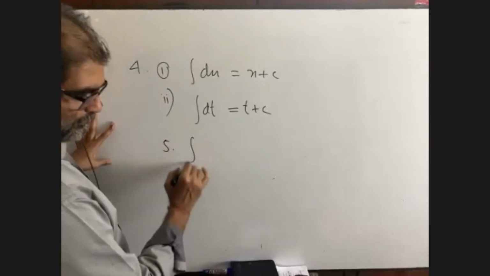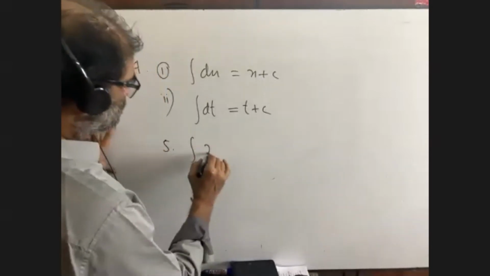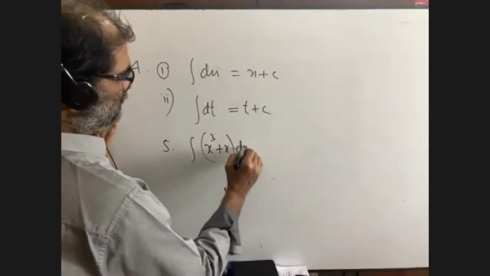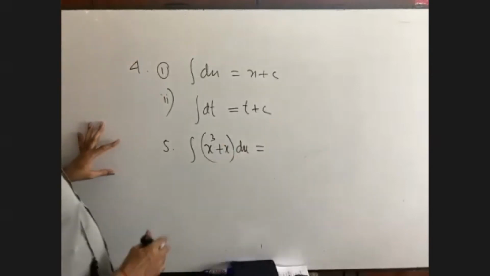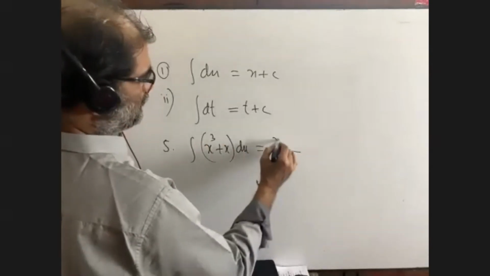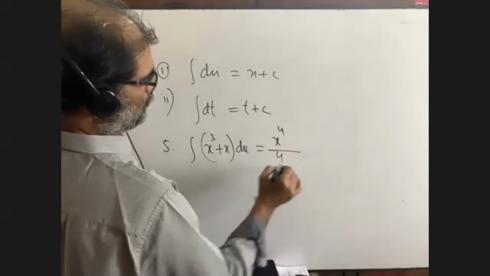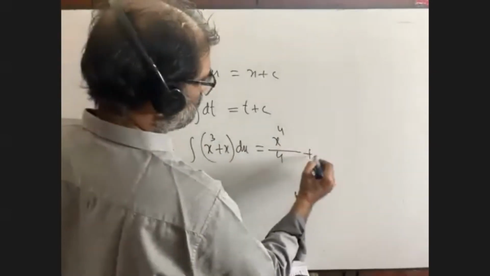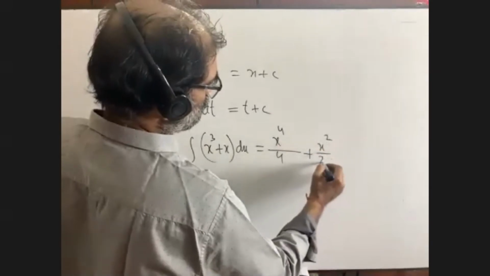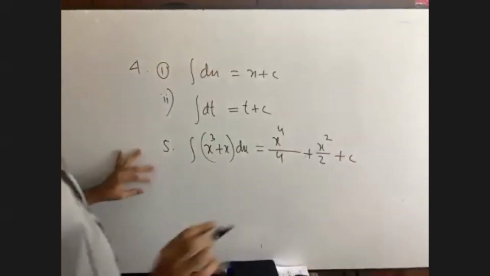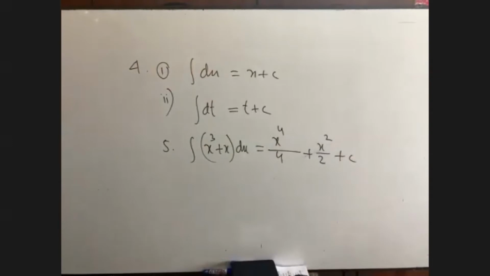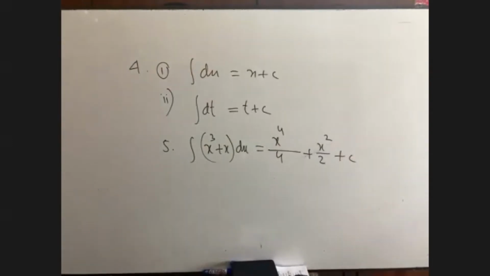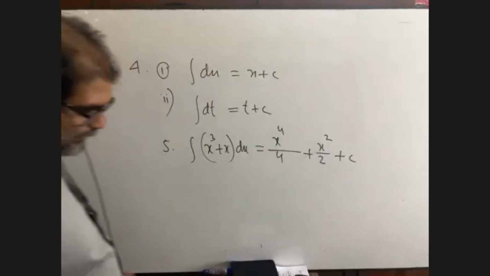Now, a different type of math. Number 5, x cube plus x dx. Let me know. The first one will be x to the power 4 by 4. The second part will be x to the power 2 by 2. Talk to me, please. Yes, sir. Okay.